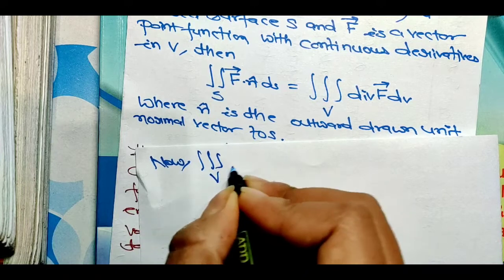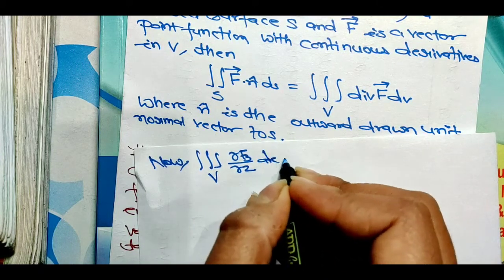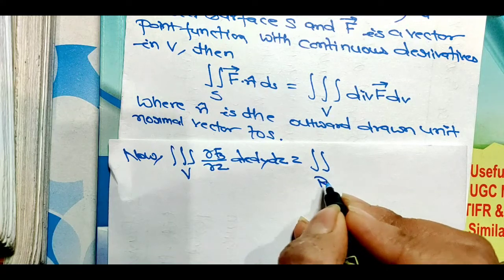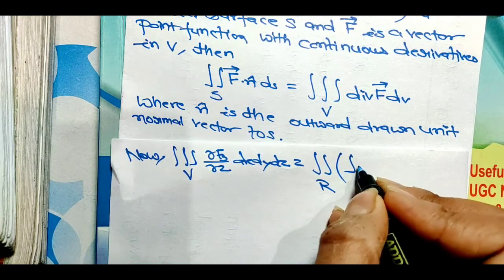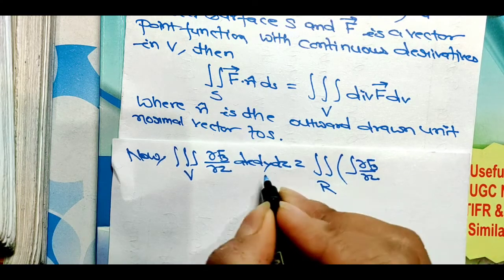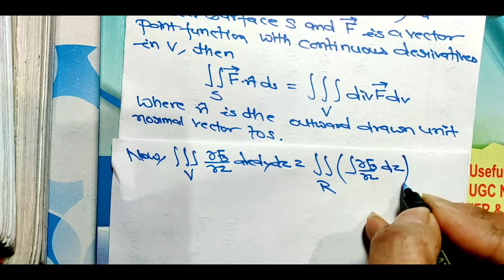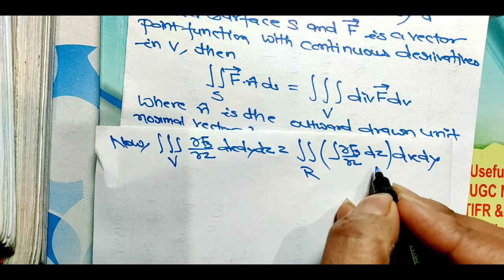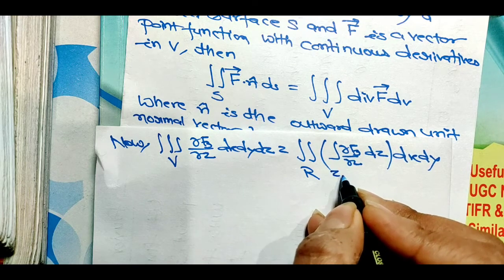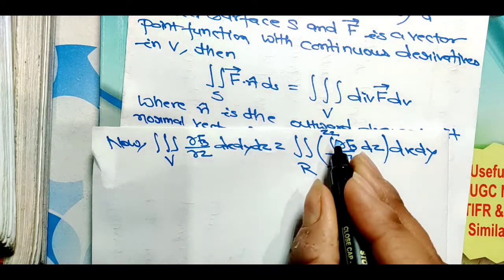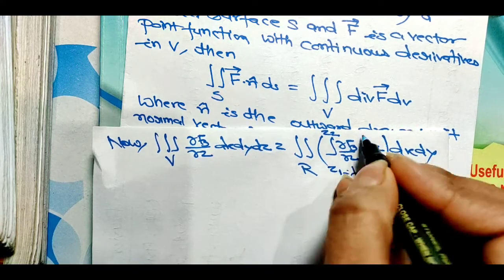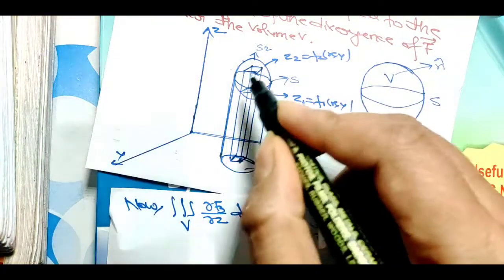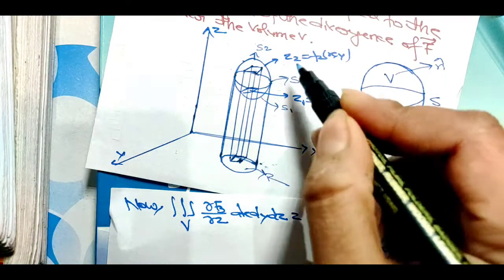Now, the volume integral of del f3 upon del z dx dy dz equals, taking the double integral outside over the region R and the integral inside, del f3 upon del z with respect to z, dz dx dy. We are integrating with respect to z, and the limits of z go from z1 to z2, where z1 = f1(x, y) and z2 = f2(x, y). I have already mentioned it. We are integrating from this surface to this surface, so we take the limits z1 to z2.